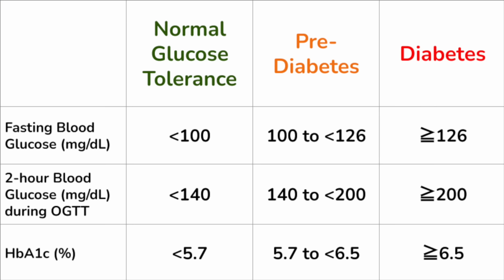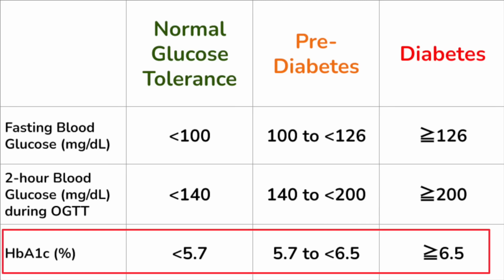This is expressed in percent, and less than 5.7% means normal glucose tolerance. Between 5.7% and 6.4% is indicative of prediabetes, and 6.5% or higher is indicative of diabetes. The HbA1c value gives us an idea of the average glucose concentration over the last 3 months or so. As you can imagine, over 3 months there is a lot of up and down in our blood glucose levels, and so the average of that determines the HbA1c.